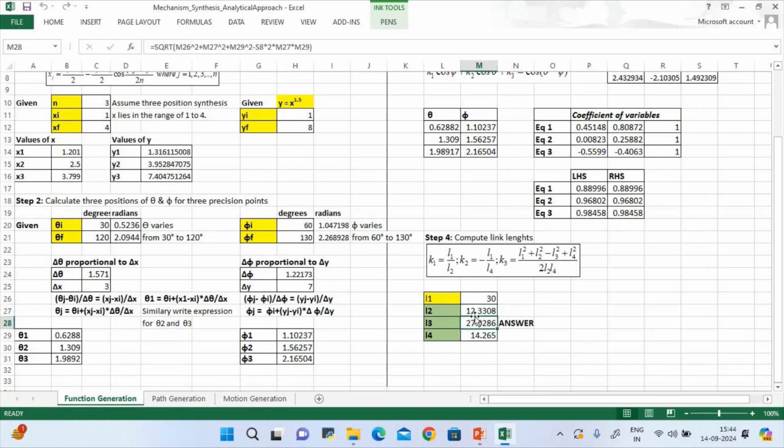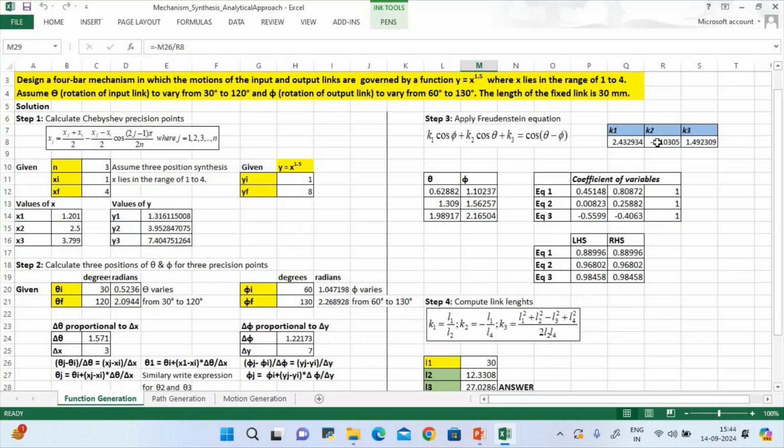Similarly, you can calculate for L3, but before calculation of L3, it's better that you go for the calculation of L4. So L4 is simple, it will simply be minus L1 by K2. So again, this cell M26 divided by K2. So where is your K2? K2 is basically this cell, the R8 cell. You can check out here, this is the R column and the 8th row. So it's the R8 cell.